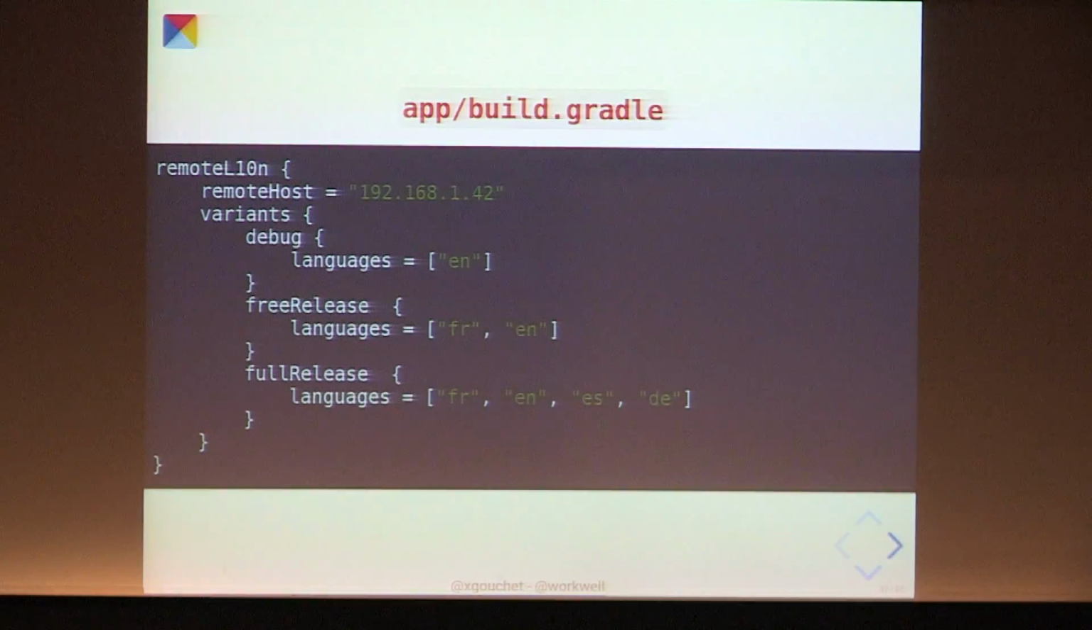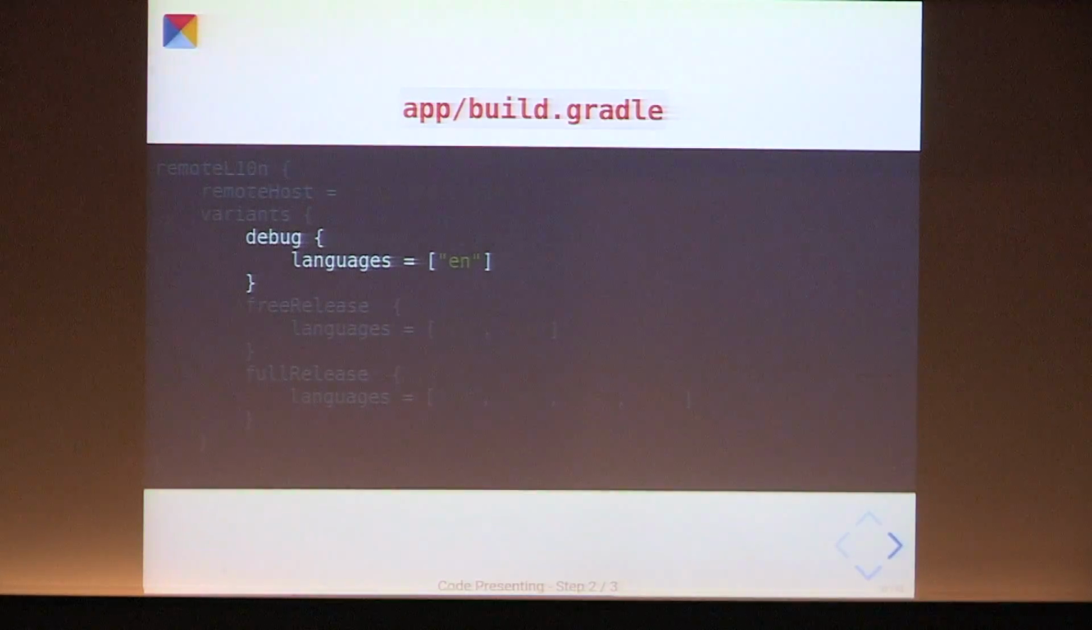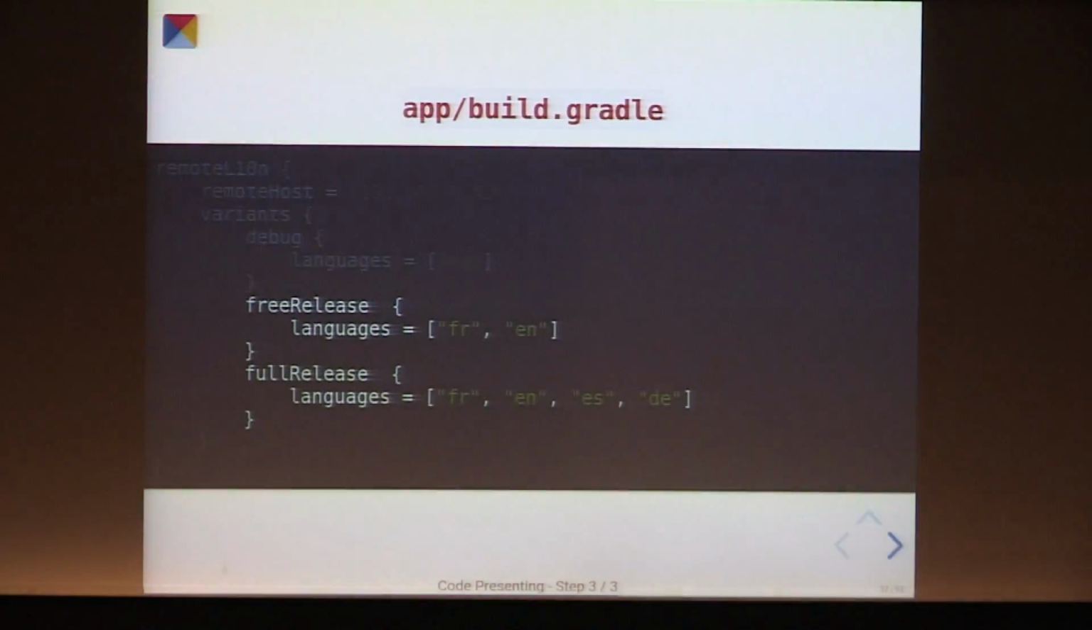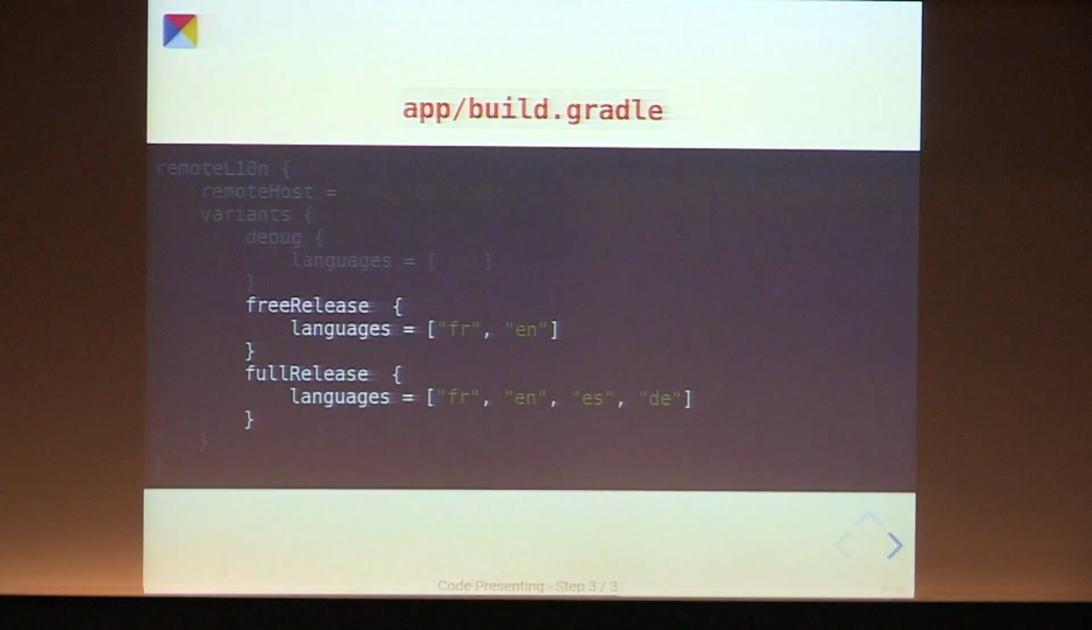So I'm saying that for my remote localization, I have my remote host, but I also have a list of variants. In debug, I only want the English language because it's just for debug and I'm only testing in English. And I want it to build fast. In free release, I want a list of French and English. And in full release, I want French, English, Spanish, and Deutsch.